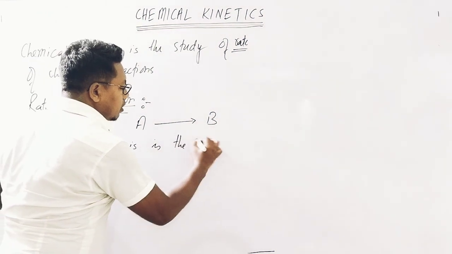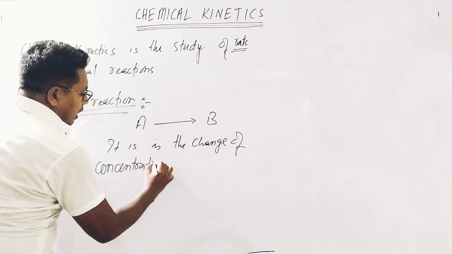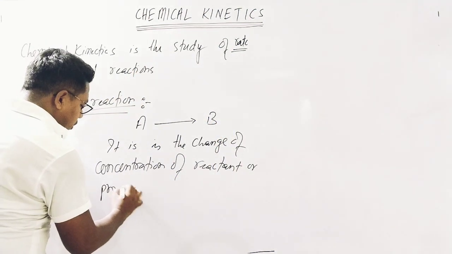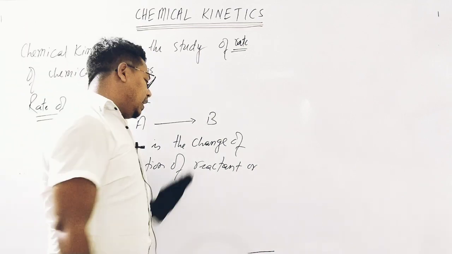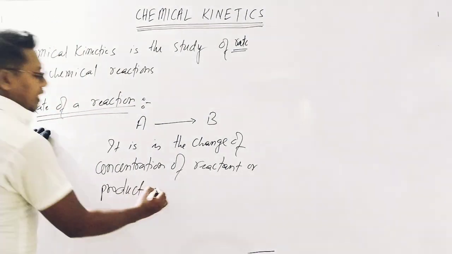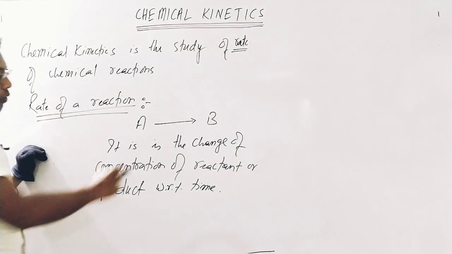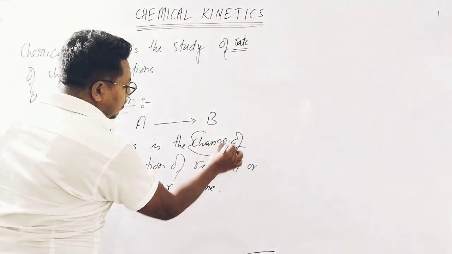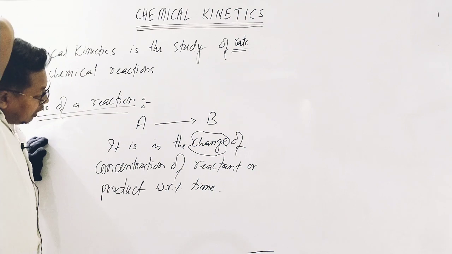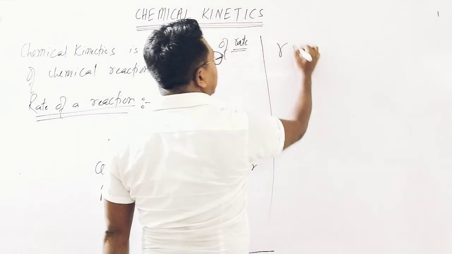the change of concentration of a reactant or product with respect to time. In case of a reactant, this change will be a decrease, while in case of a product, this change will be an increase. So how do we express it in the expression of rate?